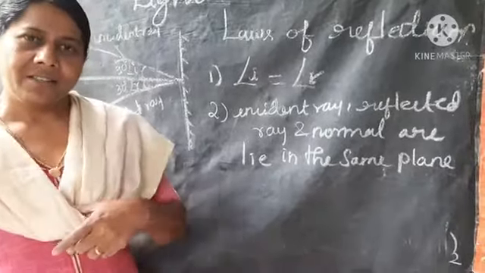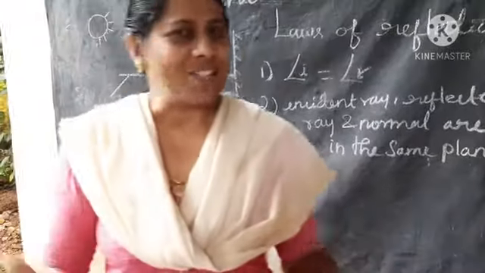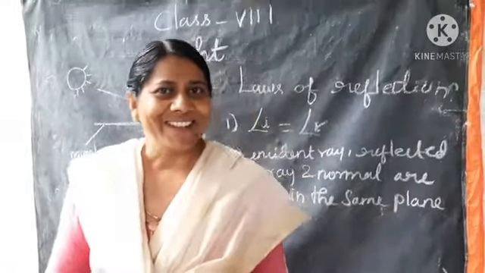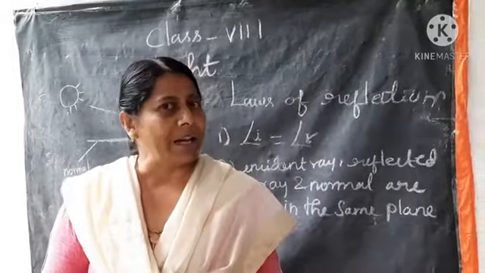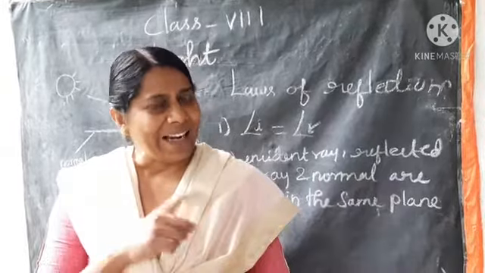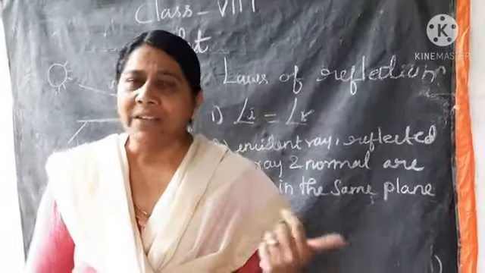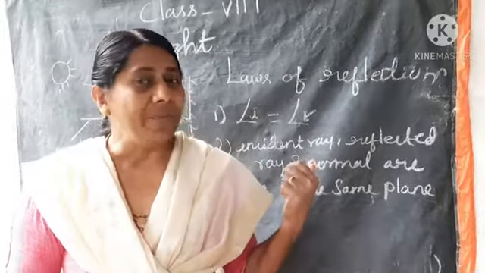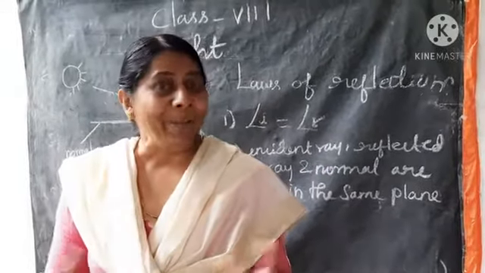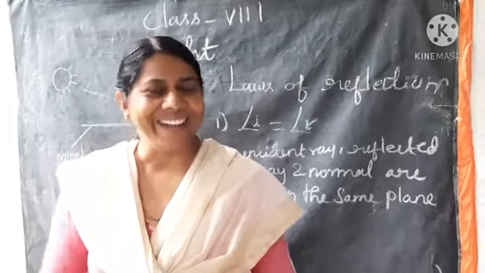Dear ones, hope you understood today's topic. That is, what is an incident ray, reflected ray, normal at the point of incidence, angle of incidence, and angle of reflection, and also what are the laws of reflection. The remaining things we can see in the next class.